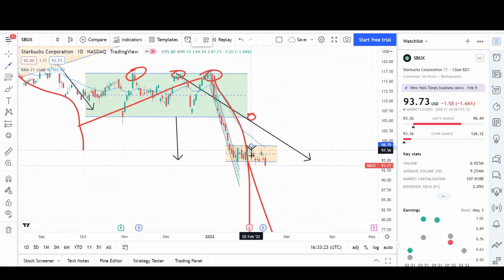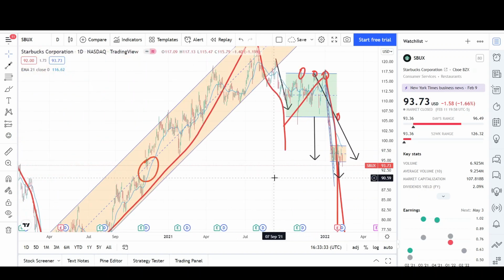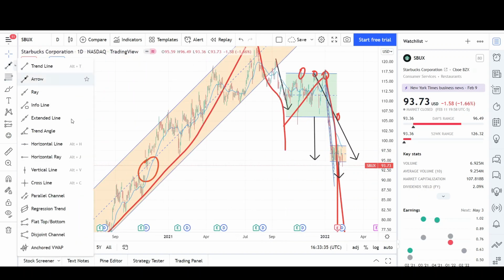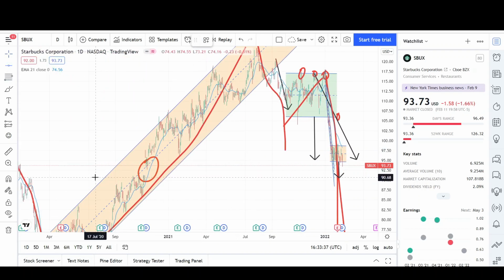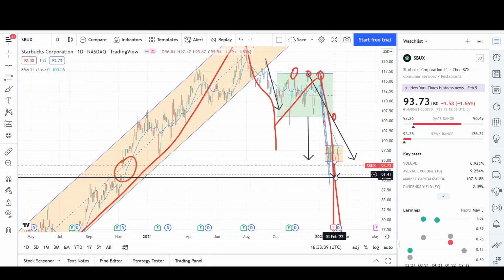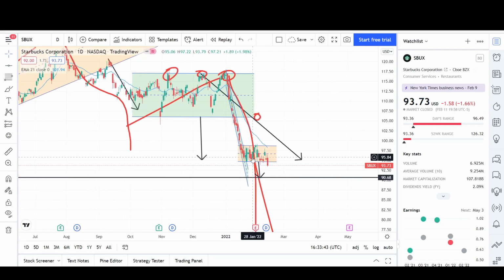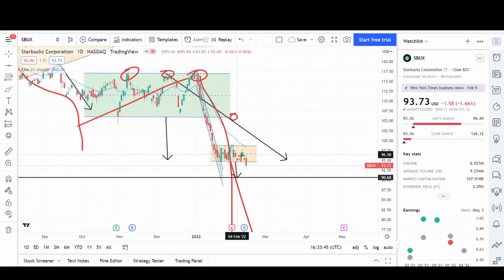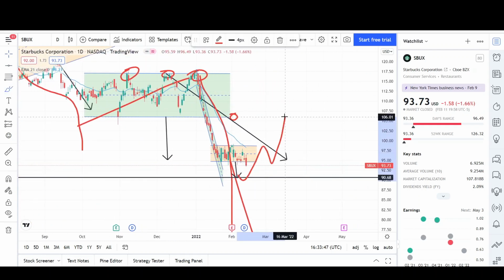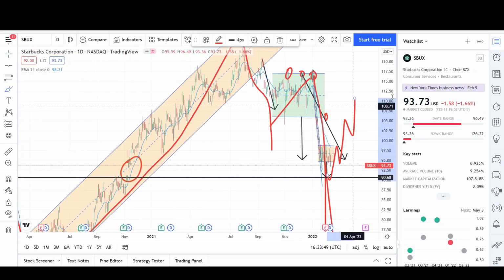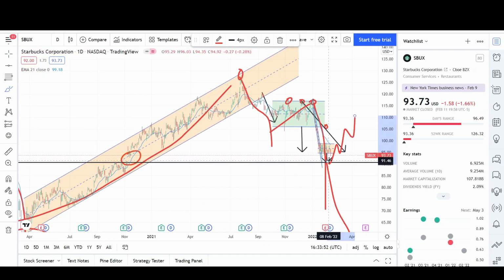So let's just take a measured move for this range. Let me drag it down. So it's right at the $90 level. So from there, we could fill in the gap. We could fill in this gap, reach the $90 level, retest the previous breakout level right here, and then reverse. So this could be a big reversal coming. So I'm leaning more towards the bullish side.